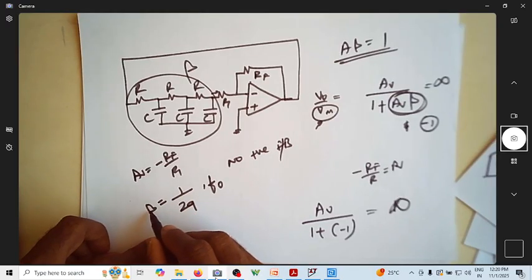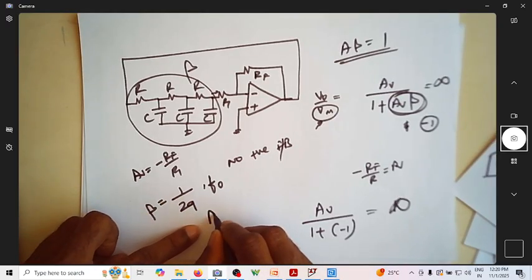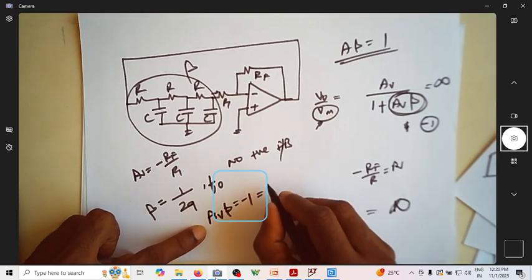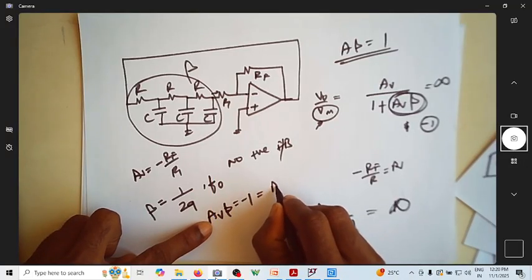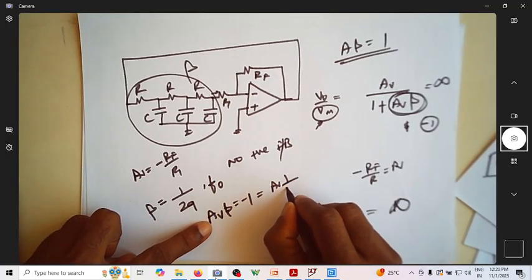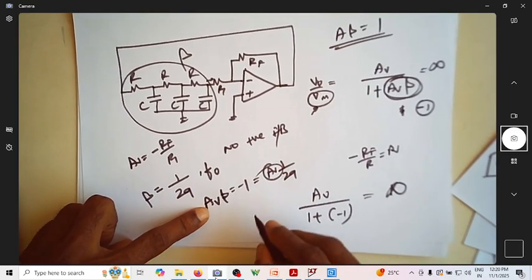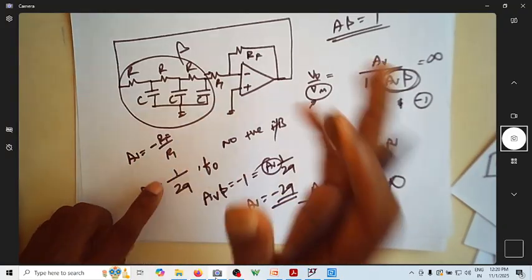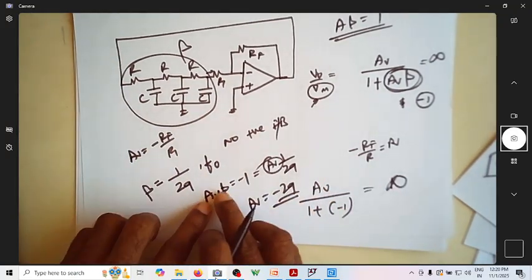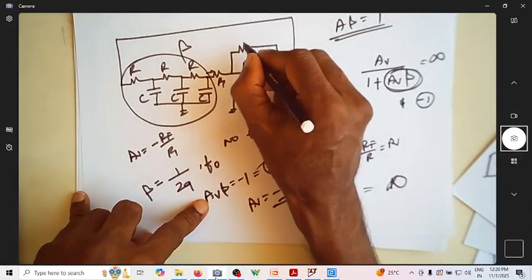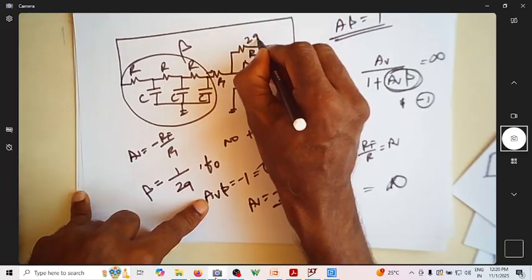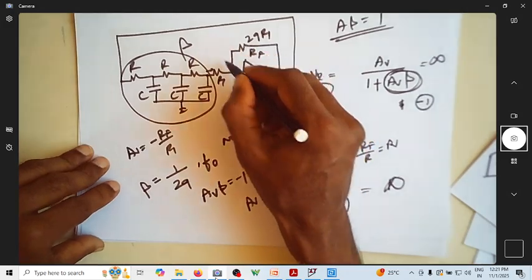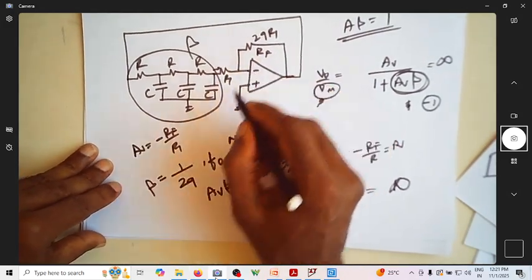So when beta is 1 over 29, to make AV into beta equal to minus 1, what should AV be? If AV is equal to minus 29, then you'll get the oscillation. How to make this AV as minus 29? Make RF 29 times R1, then you'll get it. So what is AV here? AV is minus RF by R1.